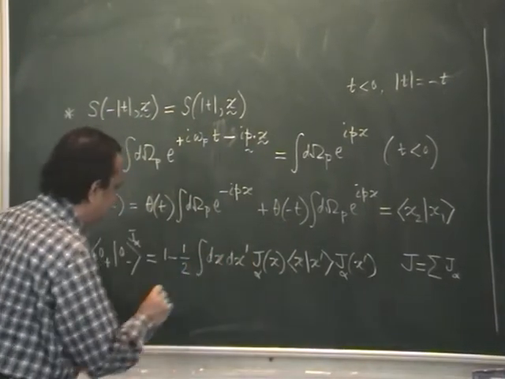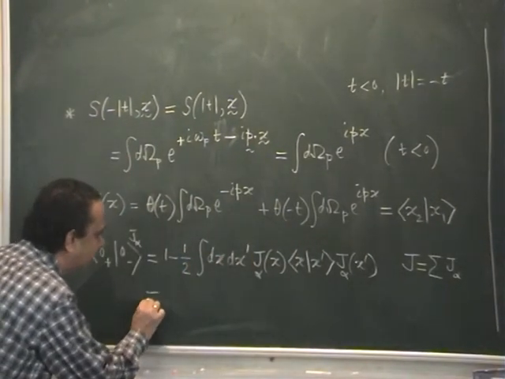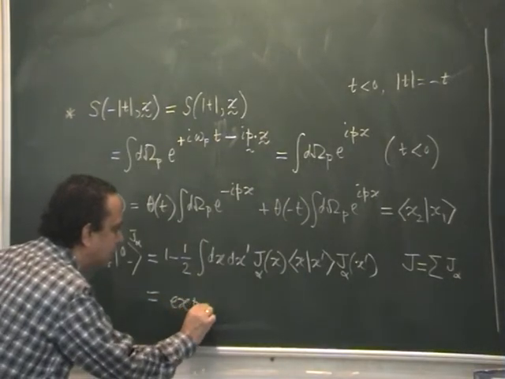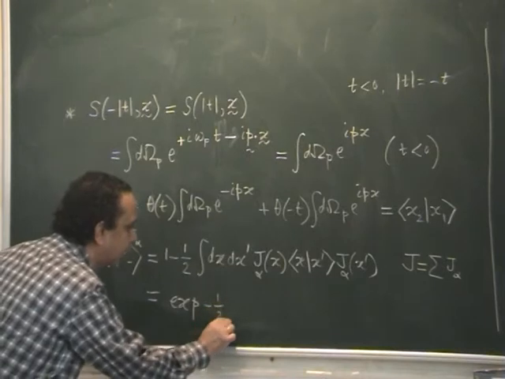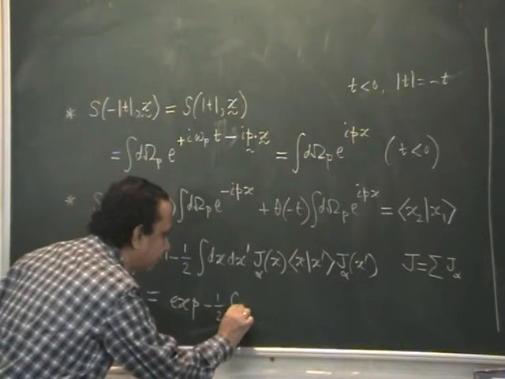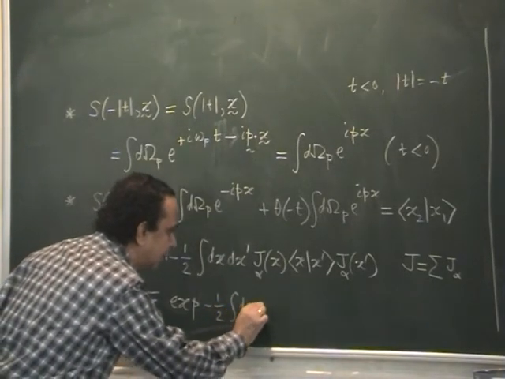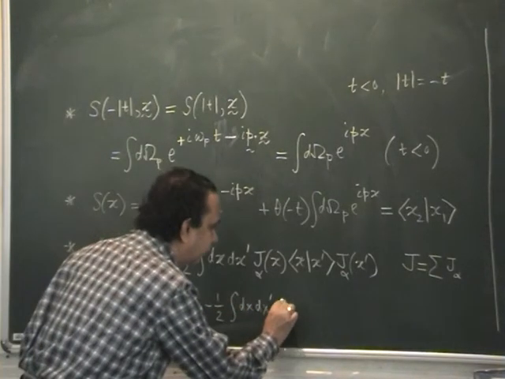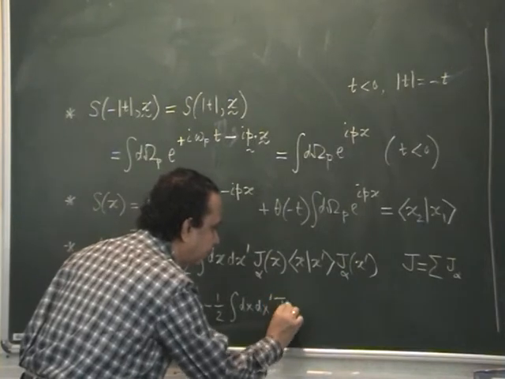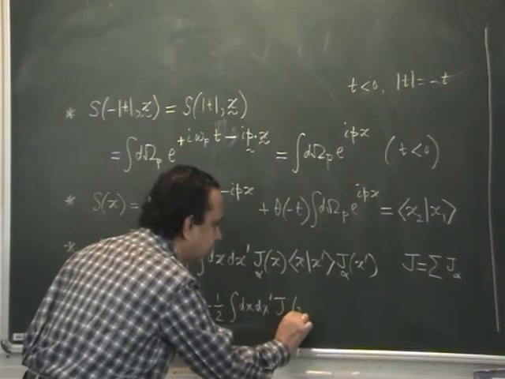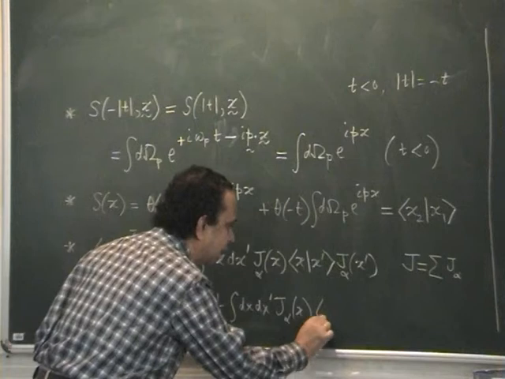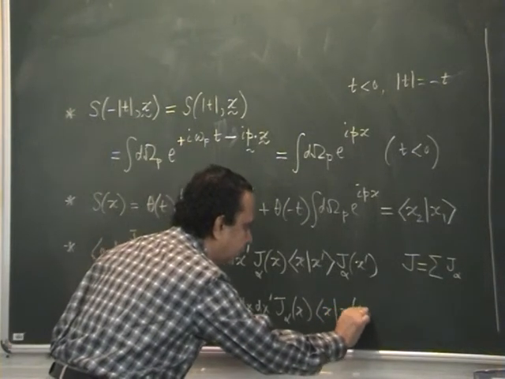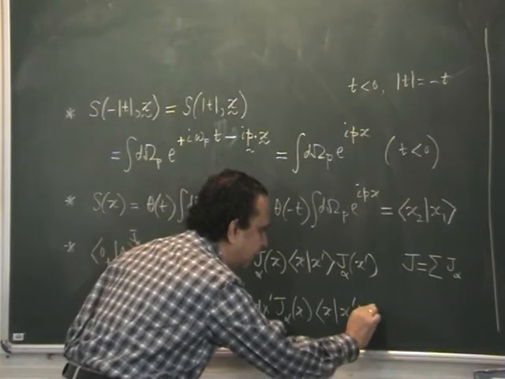So you have this expression, and since it is small, that can be written as exponential minus half integral dx prime J alpha of x to x prime J alpha of x prime.